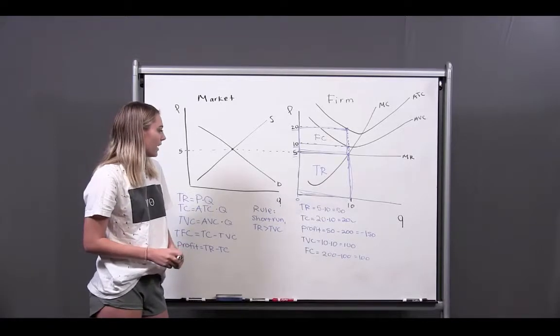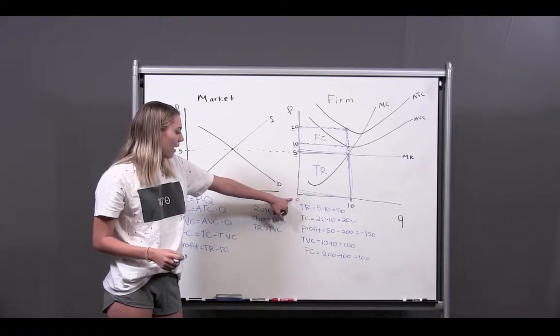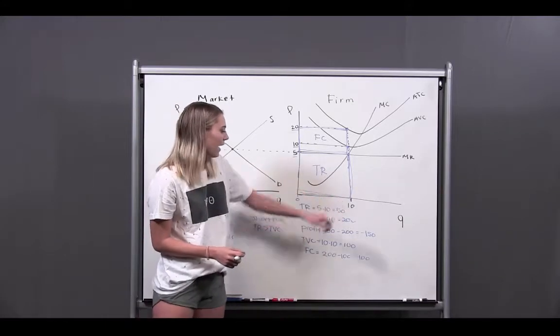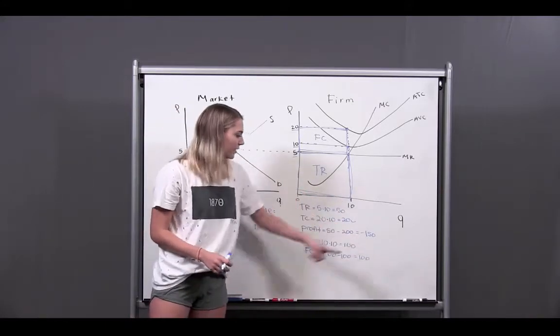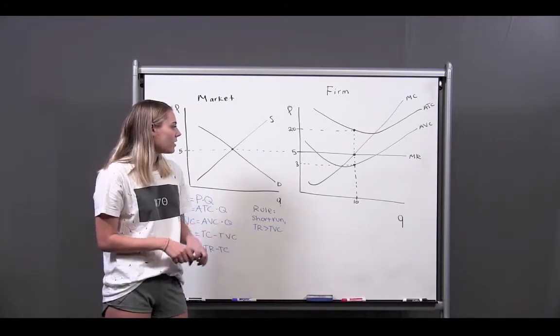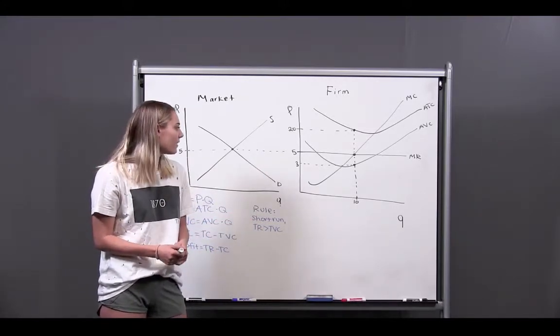So in the short run, this firm would produce 0 units of output and lose $100, rather than producing 10 units of output and losing $150. So now we're going to look at another example where the firm is still making a loss but would stay in the market in the short run.